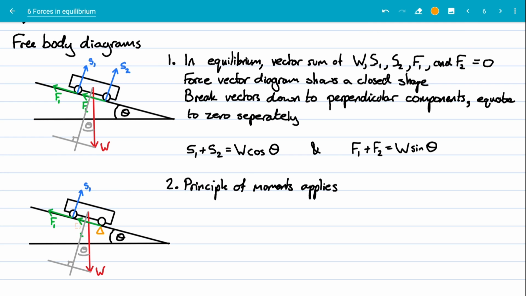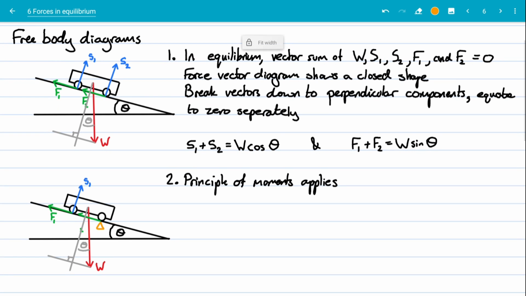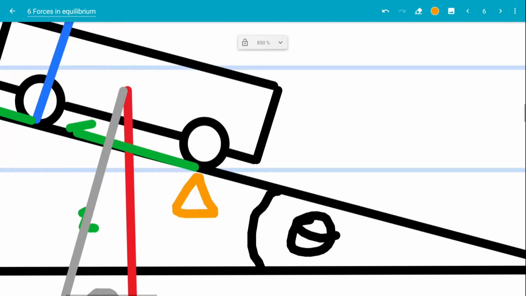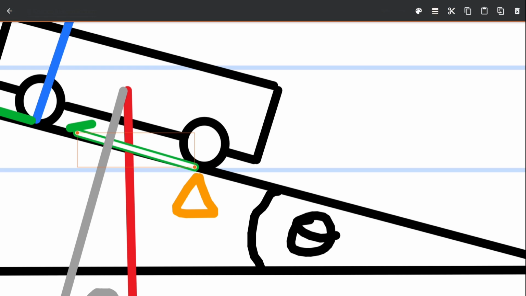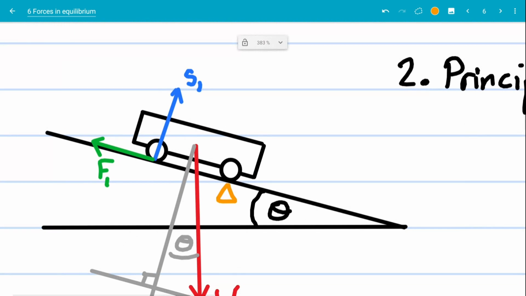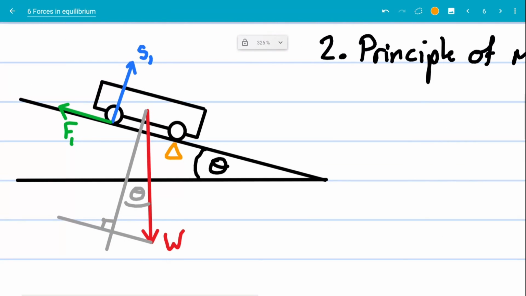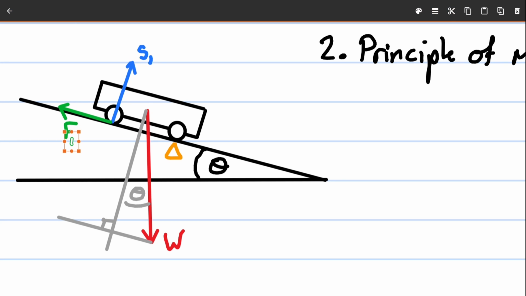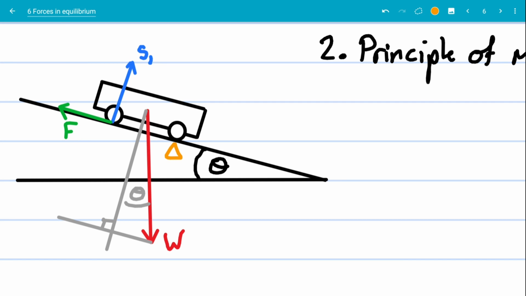And F2, don't care about that either. I might have to zoom in with this, so let's go into here. Let's get rid of that one, delete, and let's get rid of that one, delete. There we go. So now we can look at the moments situation. And what can we see? Actually, F1 is also not contributing to the moment, because the line of action of F1 is also passing through that pivot.